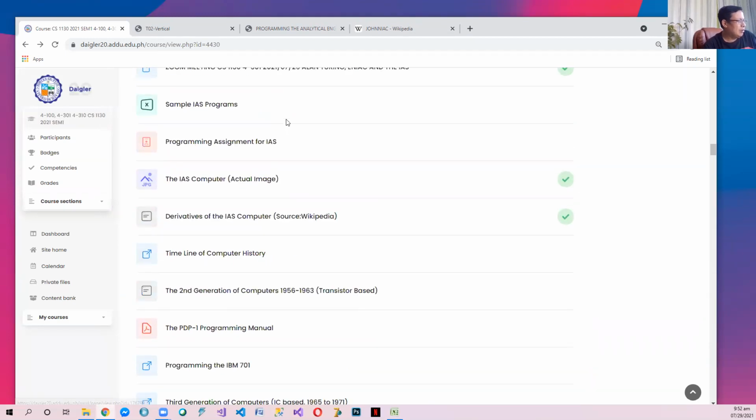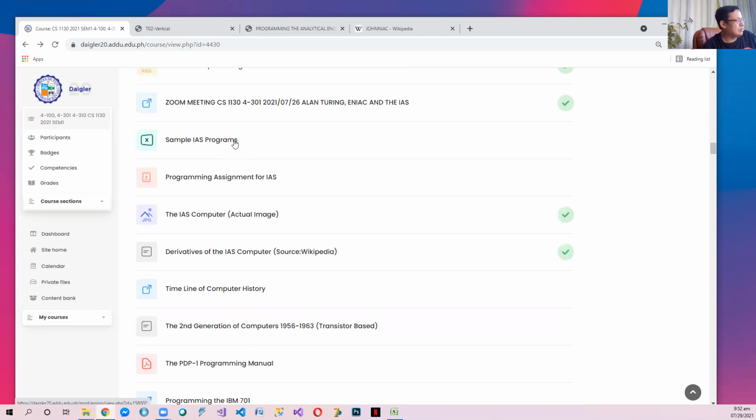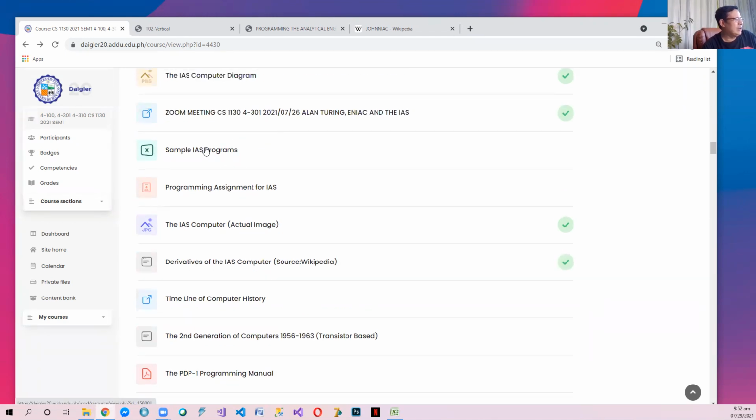Now you have a programming assignment. I'll have to edit this because this has to be postponed. Now let us look at the sample IAS programs. I haven't updated this yet, but we will look at that somehow.